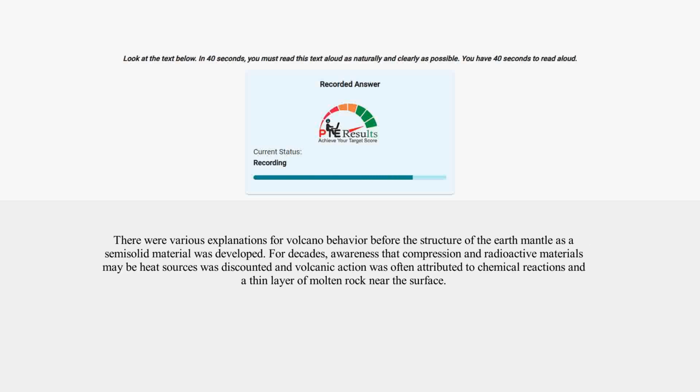There were various explanations for volcano behavior before the structure of the Earth mantle as a semisolid material was developed. For decades, awareness that compression and radioactive materials may be heat sources was discounted and volcanic action was often attributed to chemical reactions and a thin layer of molten rock near the surface.